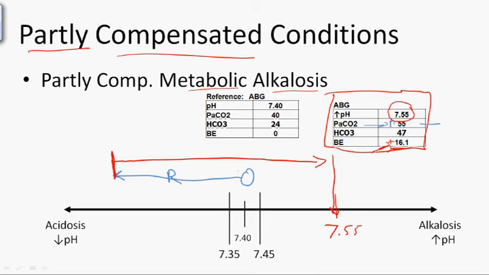pH of 7.55. So look how big that metabolic component is. All right, and I ended up with a metabolic condition here. So this is a partially compensated metabolic alkalosis because of this alkalotic condition. We know it's mostly metabolic because look at how big the vector is. Look at how big this base excess is.